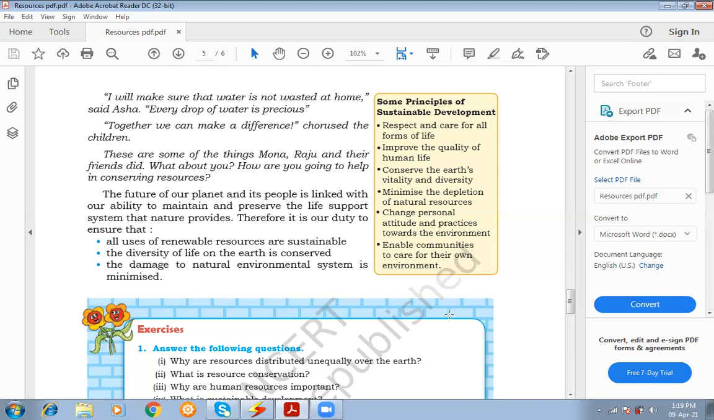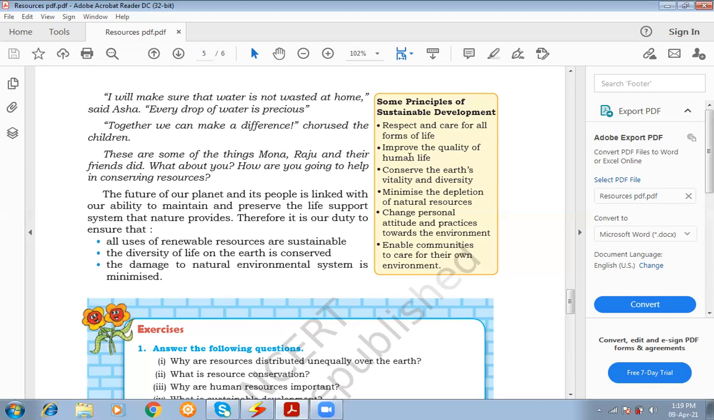So this is the last box that is given here: principles of sustainable development. So what is the first one? Respect and care for all forms of life. I told you, be kind to animals. They cannot speak, they cannot tell their feelings, but they have feelings. Improve the quality of human life.